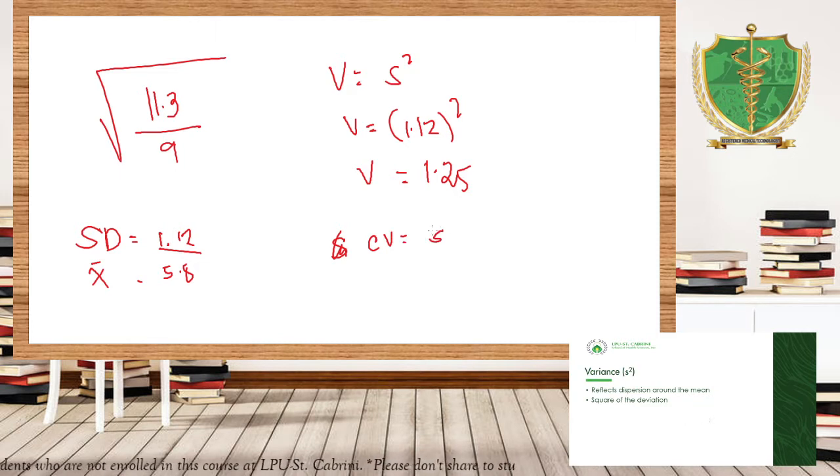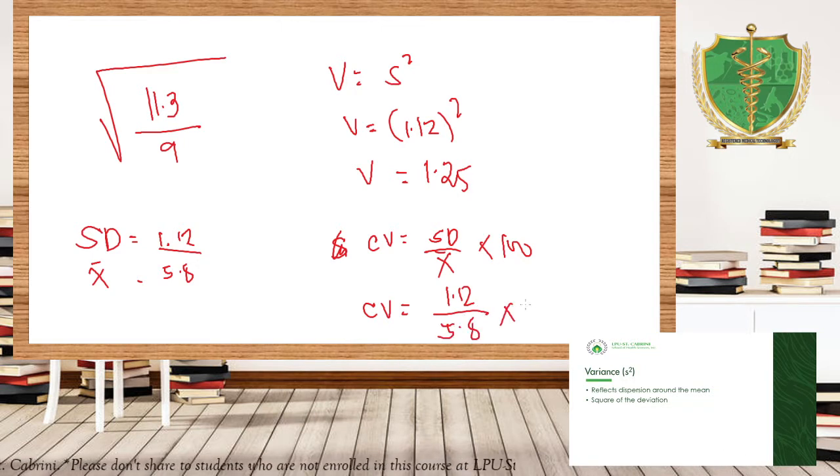The CV is SD over mean times 100. So our coefficient of variation is SD 1.12 divided by 5.8, times 100, which is 19.31%. That is our coefficient of variation.